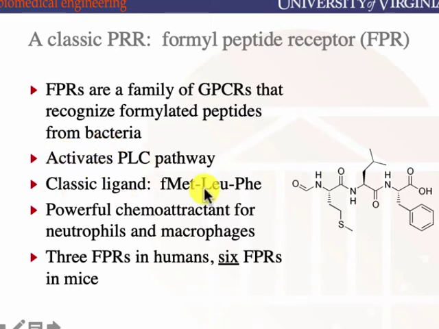The classic ligand, okay, so here we get to that: what are these repeating structures? What are these repeating factors that we have evolved systems for? In this case, the classic ligand is this formyl methionine, leucine, phenylalanine, this structure here, okay? And it's a very powerful chemoattractant for neutrophils and macrophages.